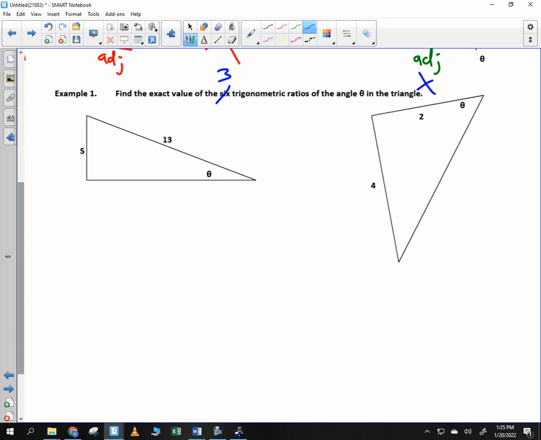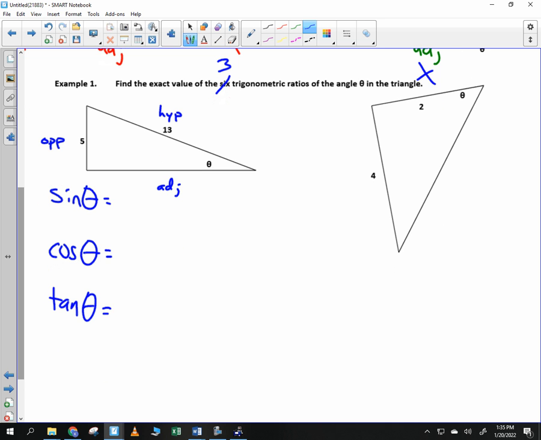Find the exact values of the 3 trigonometric ratios of the angle theta in the triangle below. So we want to determine sine of theta, cosine of theta, and tangent of theta. We need to first label opposite, adjacent, and hypotenuse. Which side is 5? Opposite. Which side is 13? Hypotenuse, and then this one down here is adjacent, which we don't know. Sine is the opposite divided by? Hypotenuse, so it'd be 5 over 13.